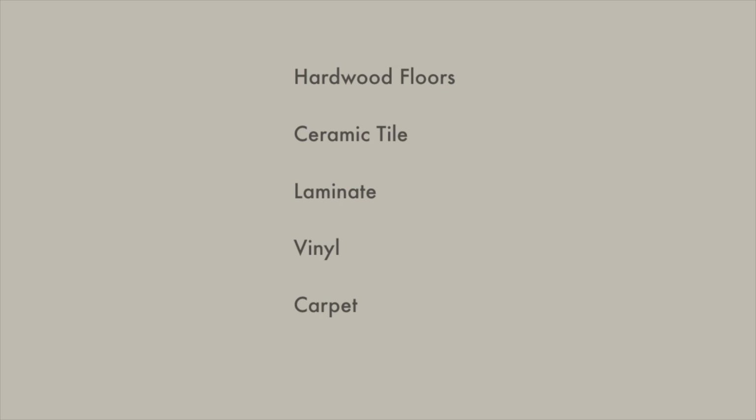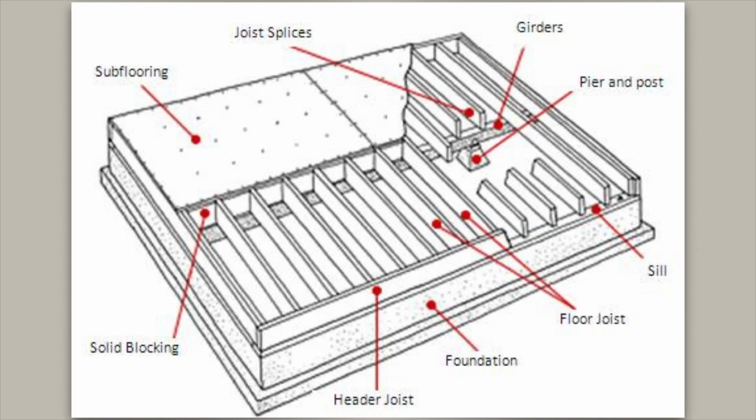There are several types of floor coverings: hardwood floors, ceramic tile, laminate, vinyl, and carpet. Deflections in the floor can indicate signs of foundation failure, beam and/or column failure, deterioration of the rim joist, deterioration of the floor joists themselves, or improper installation, and so on.